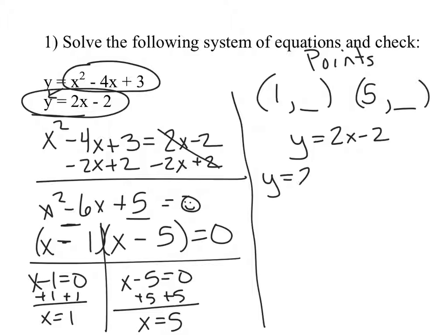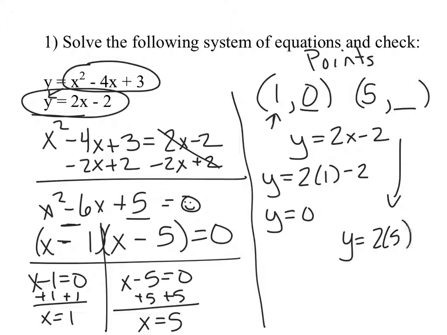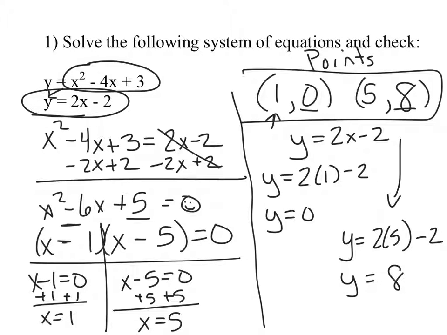So y equals 2 times 1 minus 2. So I just put this 1 in, and I'm going to get the y value out. Now I do the same thing with the 5. So it's y equals 10 minus 2, or 8. And those are my 2 points. So these two graphs intersect at (1, 0) and (5, 8). Let's try another one.